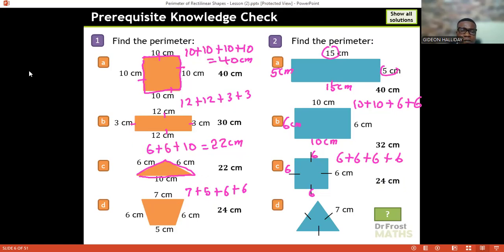Now this is an equilateral triangle, right? So meaning all the sides. This line means the sides are equal. So this is 7. This is also 7. So 7 plus 7 plus 7. That's like 3 times 7, and that's 21. So 21 centimeters.